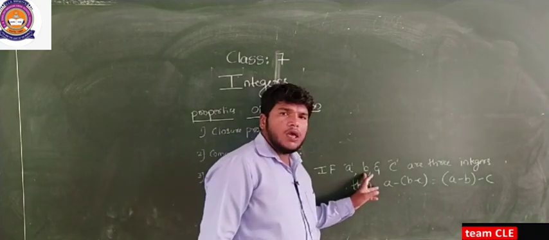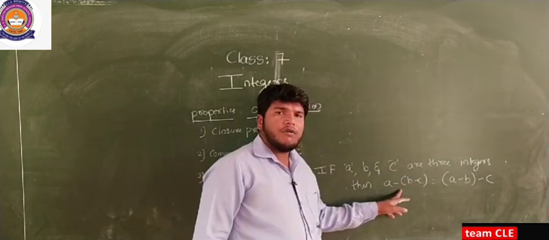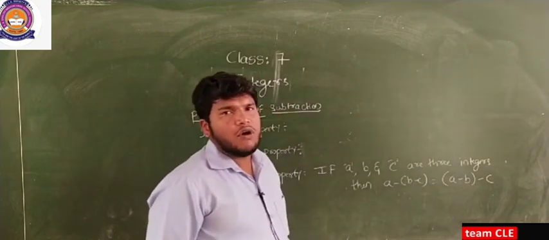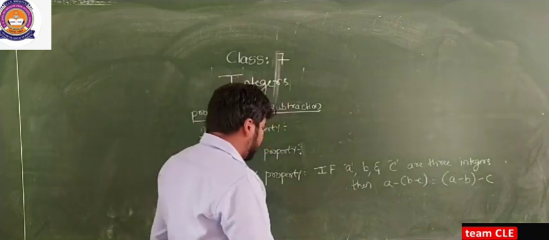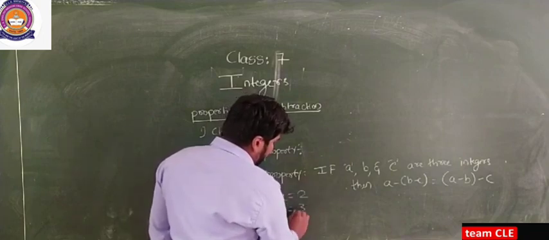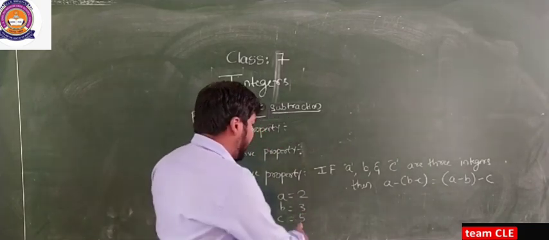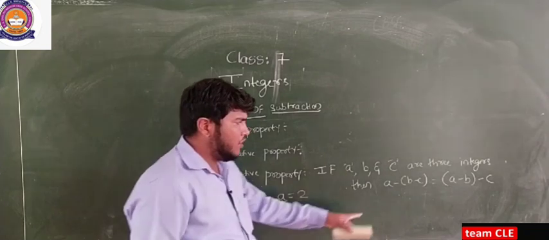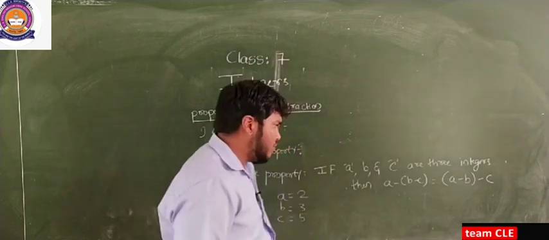That is, if a, b and c are three integers, then a minus of (b minus c) is equal to (a minus b) minus of c. By solving an example we will come to know whether the associative property holds good for subtraction. So see here, I choose a is equal to 2, b is equal to 3 and c is equal to 5. Just put them in this equation and verify whether LHS is equal to RHS or LHS is not equal to RHS.